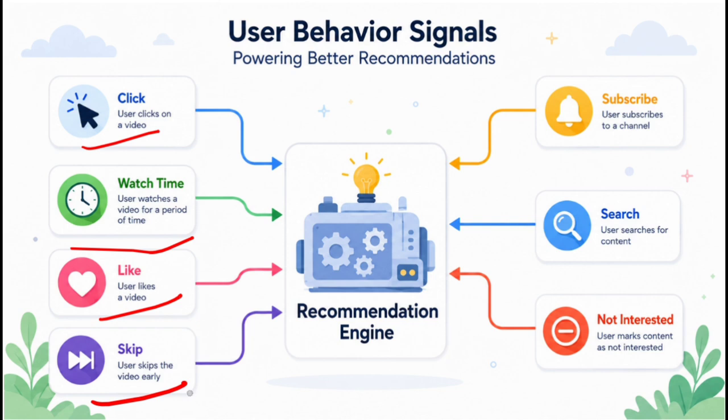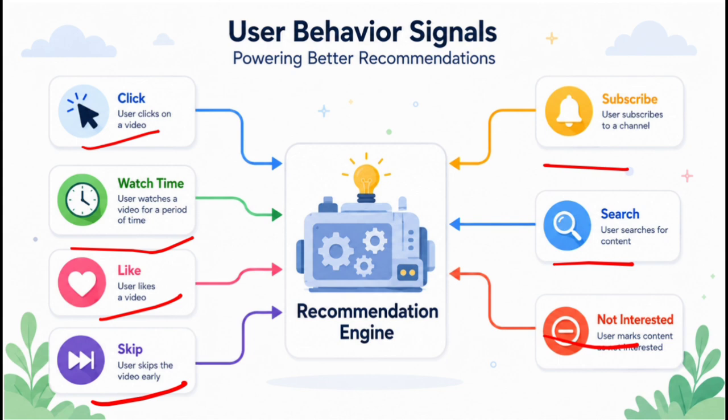The engine does not normally depend on one action, but on the combination of signals. One click may mean very little, but clicking a cooking video, watching almost all of it, liking it, and then searching for another recipe creates a much clearer and deeper pattern. The system may now understand that cooking content is relevant to you, at least at this moment.